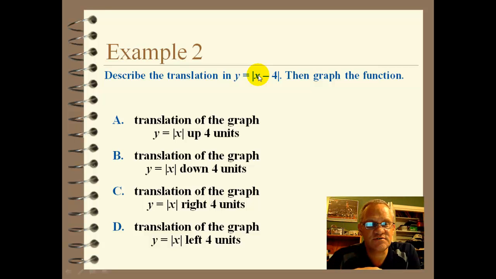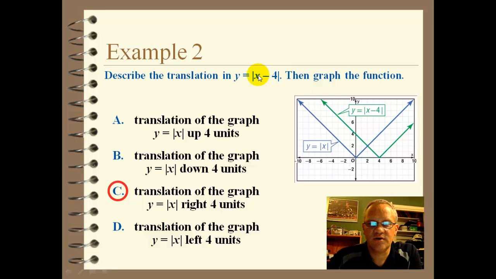Well, here are your choices. And as I just said, it's going to move it to the right 4 units. And as you can see, that's C. And so the graph would look like this. The original parent function here is the blue, and it just moves it 4 to the right because of that -4 there.